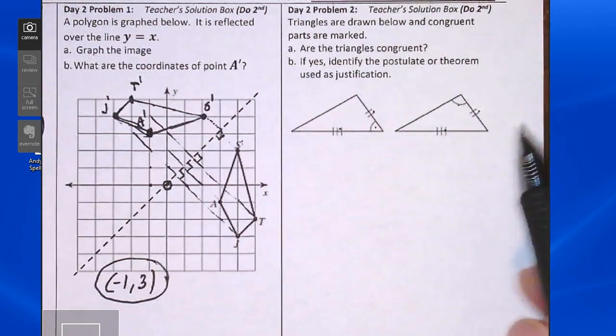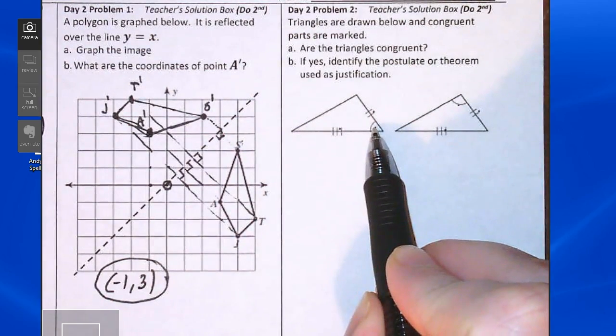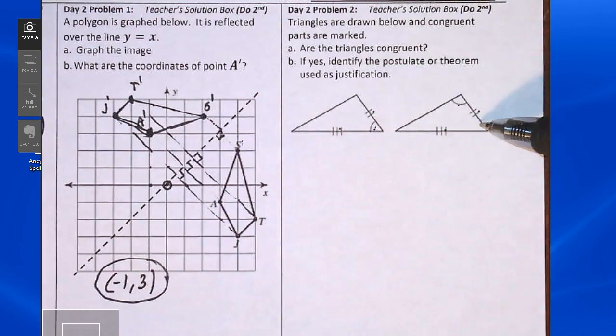But pay careful attention. The position of this angle with the loop is not the same as where the angle with the loop is in the other triangle. So these are not congruent because the correct parts don't correspond with each other.